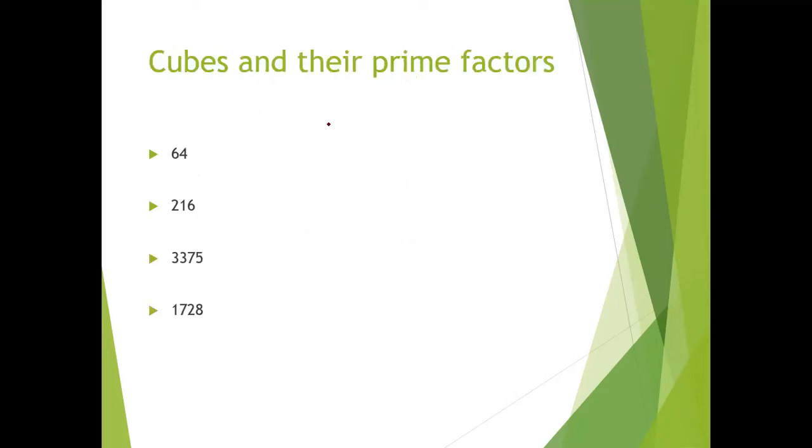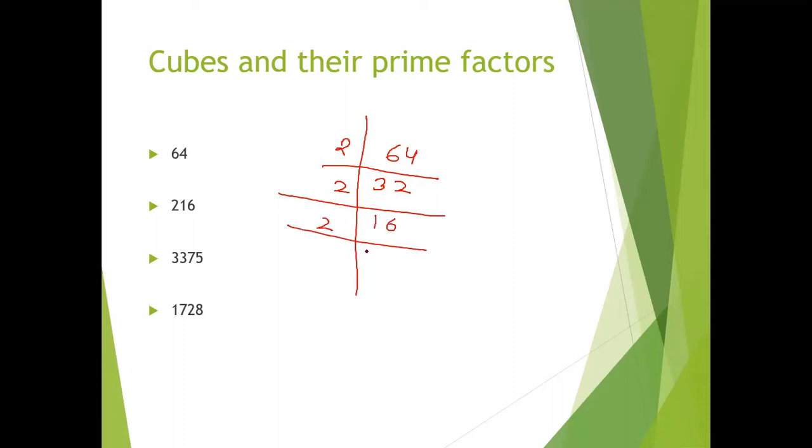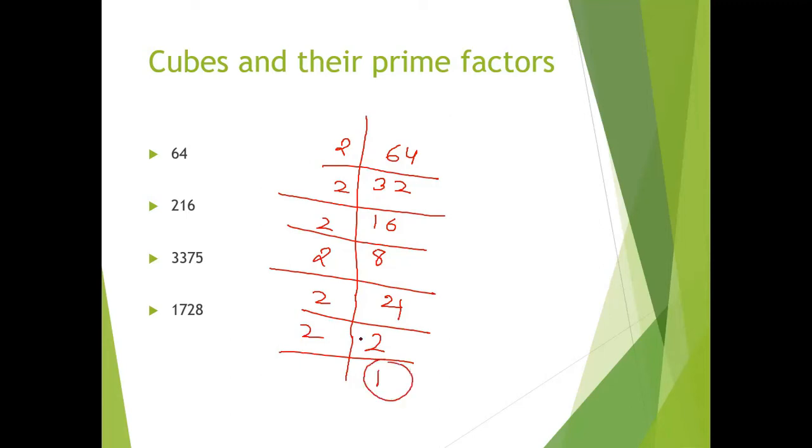Okay, now cubes and their prime factors. How do we calculate prime factors? Let's start with 64. We write it like this. Taking the smallest prime number, that is 2, and dividing by it, we get 32, again 2, 16, again 2, 8, again 2, 4, again 2, 2, and we get 1. We have to do it until we get 1.